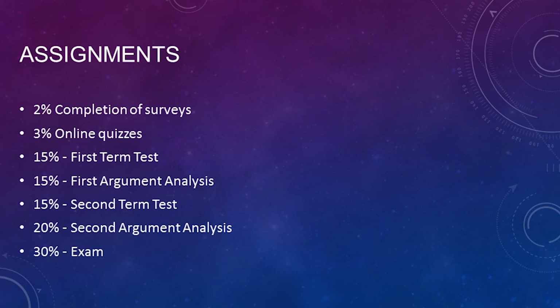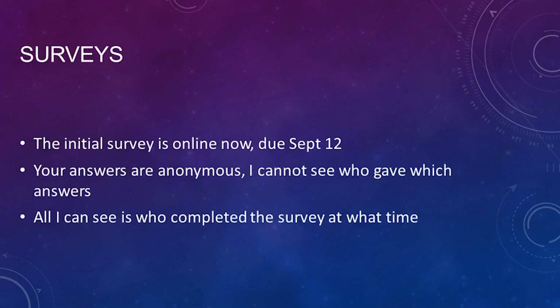Okay, so here's the basic structure of the course, the basic assignments. We've got a couple of surveys that I'd like you to fill out. You get 2% of your mark just for filling them out. There are 3 online quizzes throughout the semester. There are 2 term tests, 2 argument analyses, and an exam. So I'm going to go through each one of those in a little more detail and talk about what they entail. So, 2 surveys.